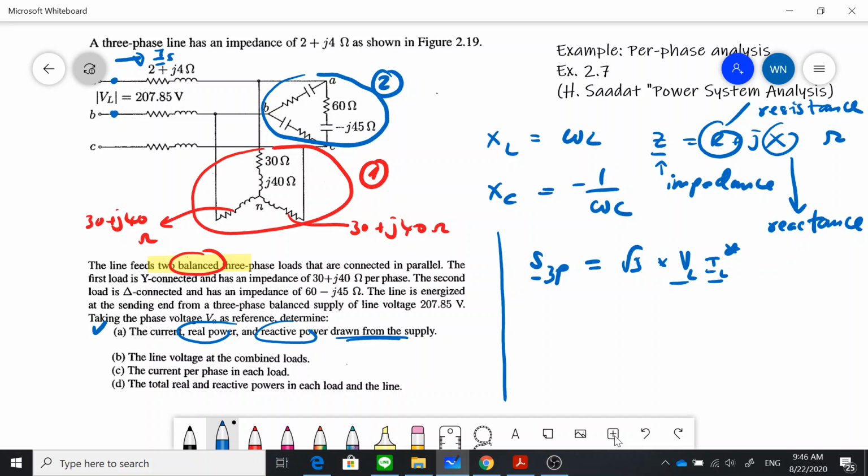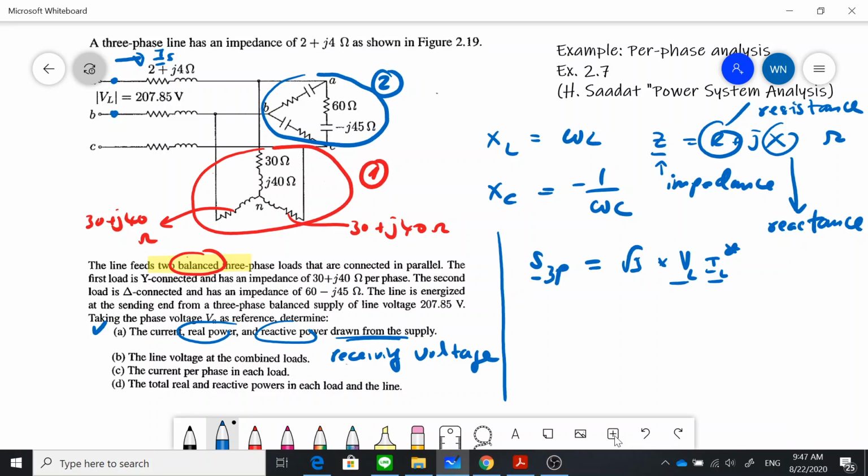All right. For question B, the line voltage at the combined load. The problem asks you to determine the voltage at the receiving end. Okay, this is the receiving end voltage.